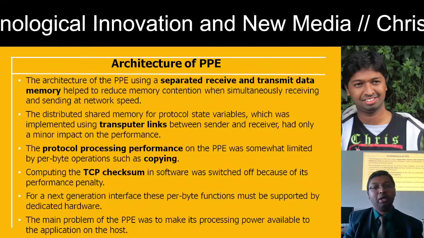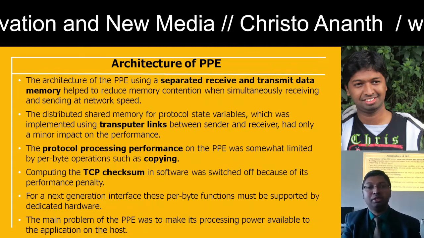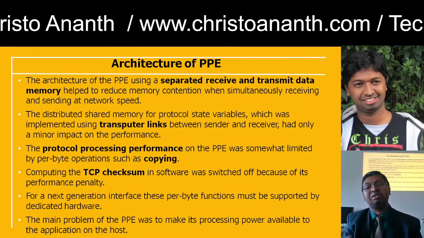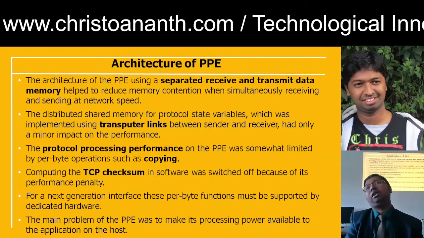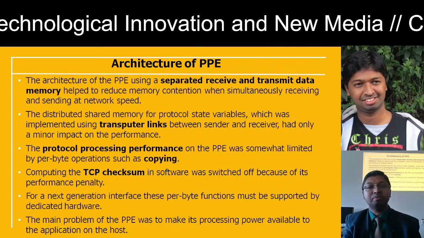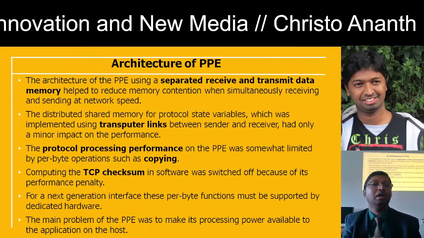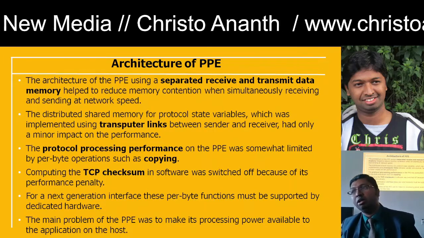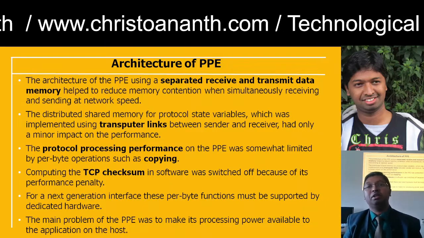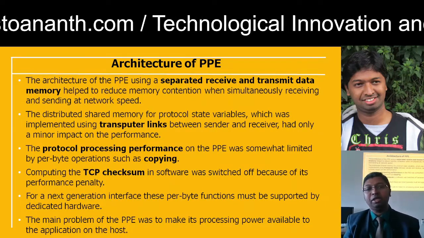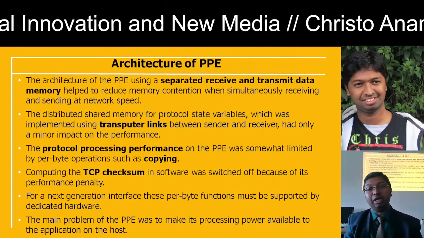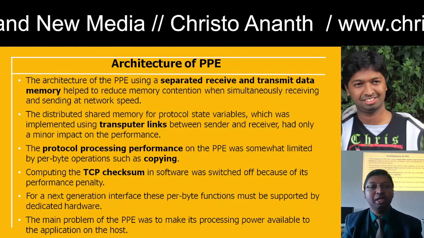Okay. So as I told you, transputer links like a T425 standard are established between the sender and receiver. Definitely, transputer links will have little impact on the performance of the entire system. The PPE, the protocol processing engine, has performance limited by some operations like copying from one memory to another memory, like primary to secondary. That is the only drawback, but definitely it can handle the transmission control protocol checksum calculation. Even when the software is switched off, it can do the calculation.